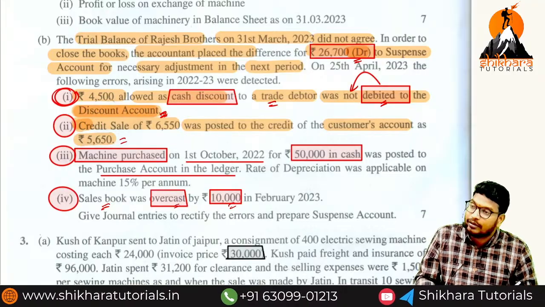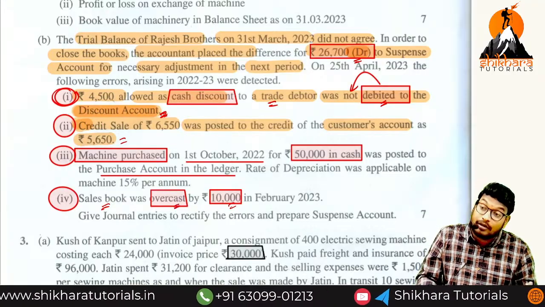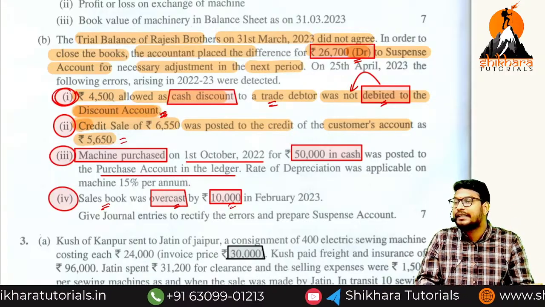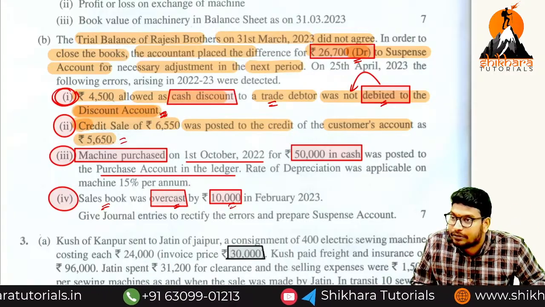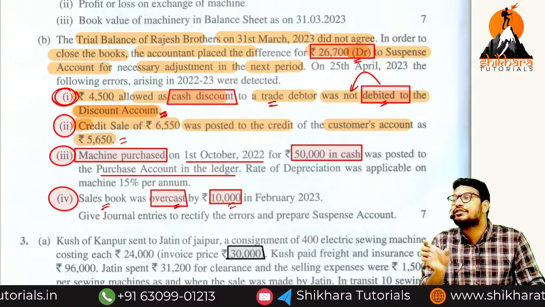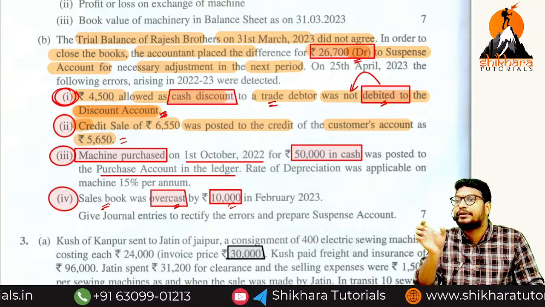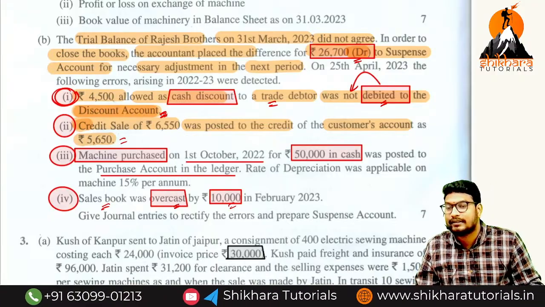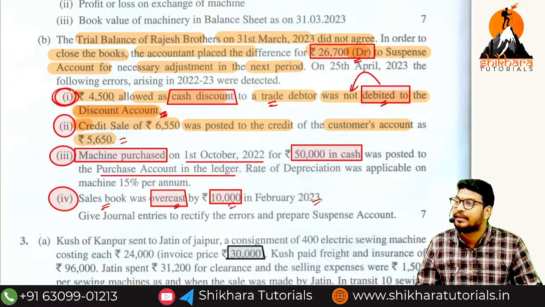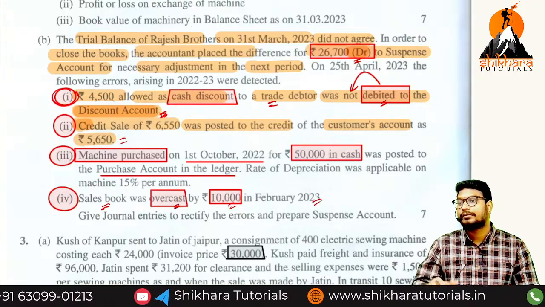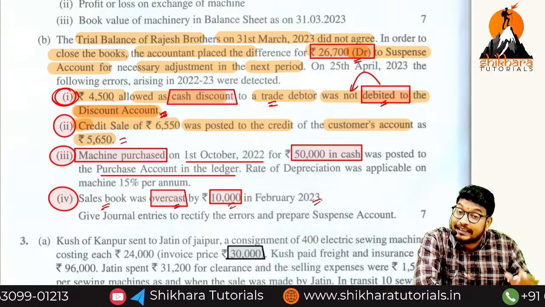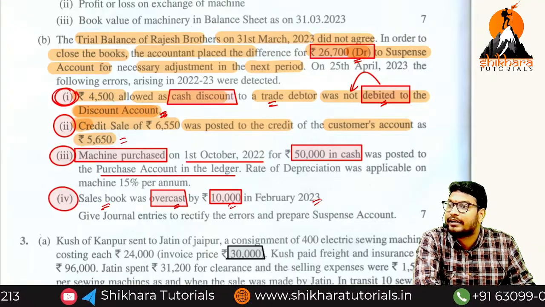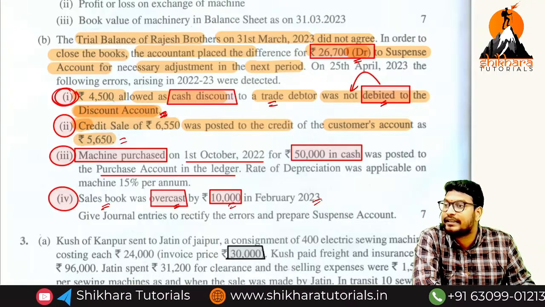Sales book undercast or overcast? Overcast. Overcast means we have to decrease the sales. Sales has a credit balance, so to decrease it we need to debit. The opposite account is nothing, so it is the suspense account. What is the rectification entry? Sales account debited to suspense account. If the sales book is undercast, we have to increase the sales, so sales should be credited. What is the entry?